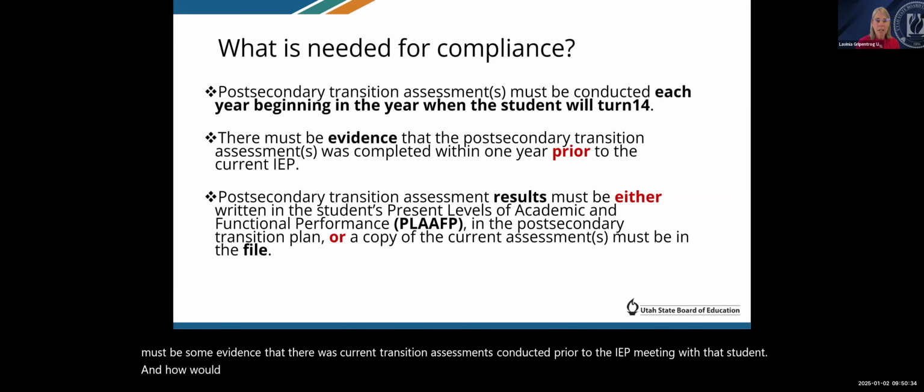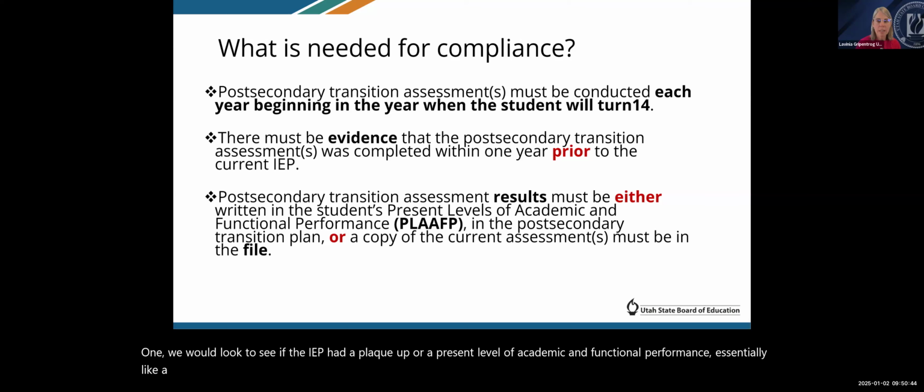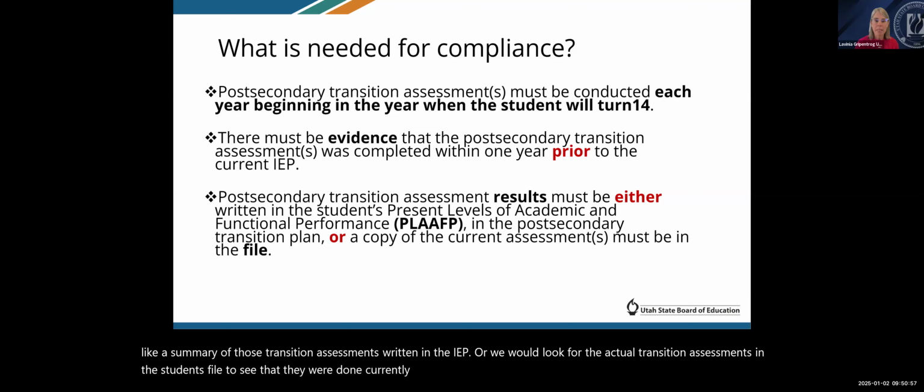Well, there's a couple of choices. One, we would look to see if the IEP had a PLAAFP, or a present level of academic and functional performance, essentially like a summary of those transition assessments written in the IEP, or we would look for the actual transition assessments in the student's file to see that they were done currently, dated prior to the IEP, and that they're in the file.